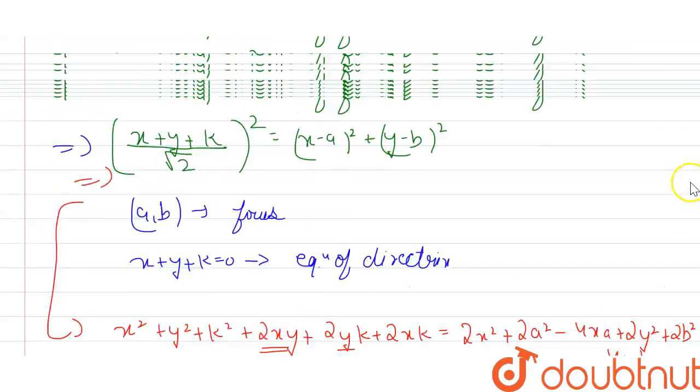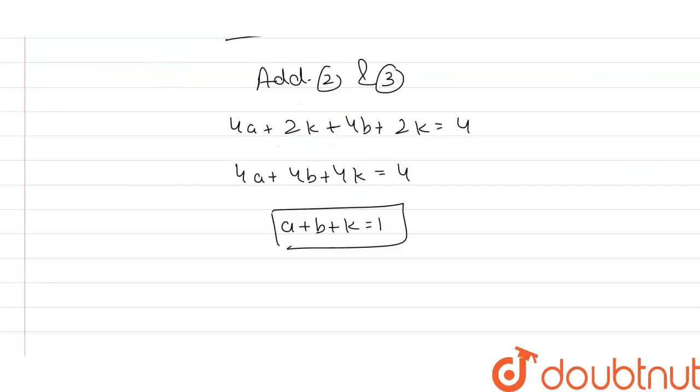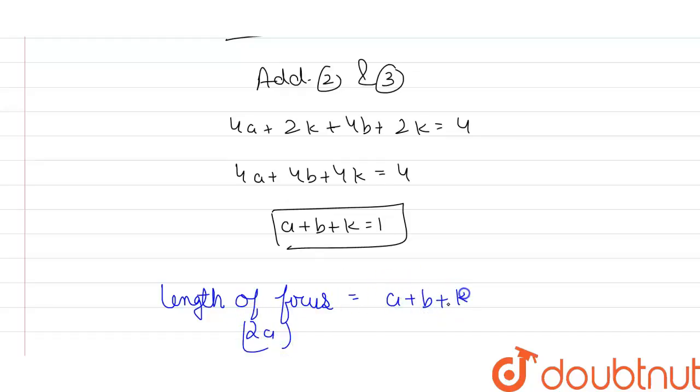And here, if the equation is in terms of focus and directrix form, I can write one thing. First of all, remember that my length of focus will always be equal to 2a, which is always equal to a plus b plus k divided by root 2.